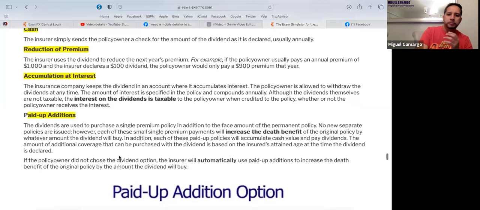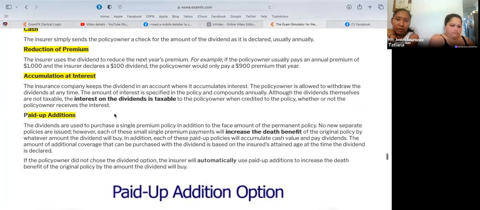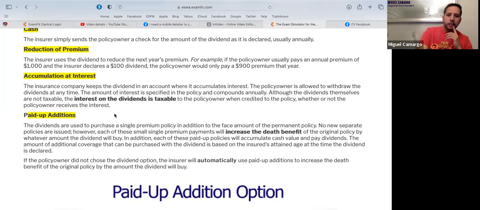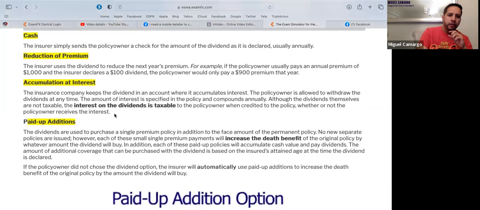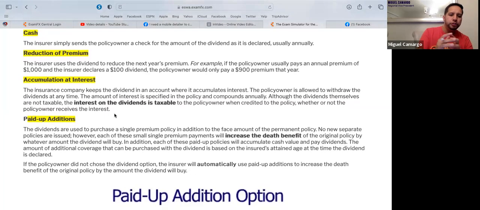Now let's talk about this. You said for accumulation it was temporary, right? Correct. Because you don't always have to keep it that way. There's another temporary option I'm going to come into. So the fourth one is paid up addition. This one is where they're going to take the money and just buy a single premium additional of insurance. So they're going to take whatever that $200 that you would get and buy you some additional coverage.